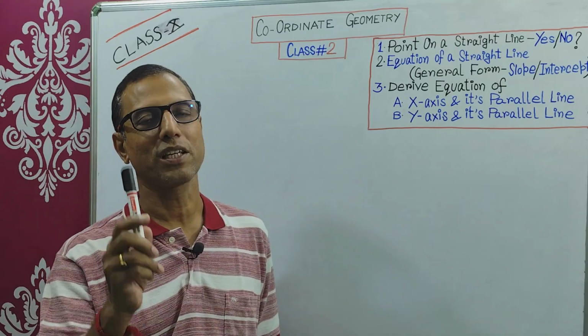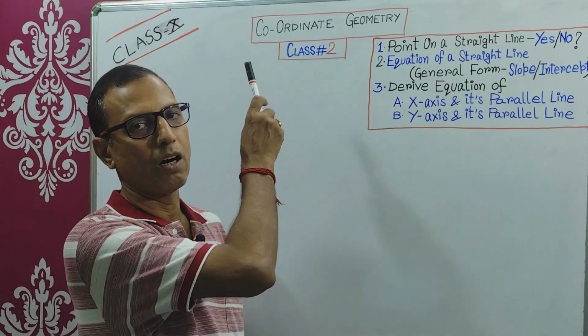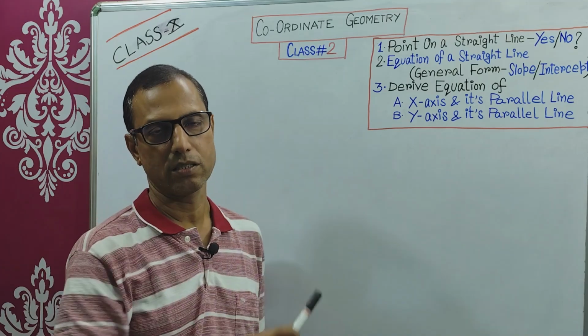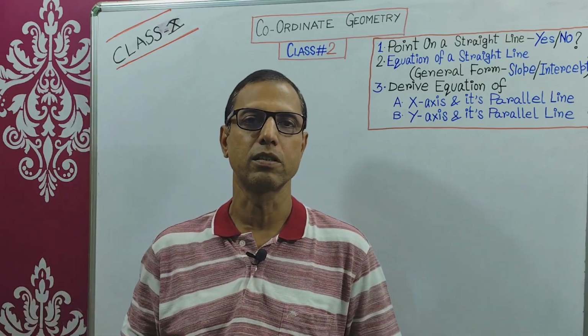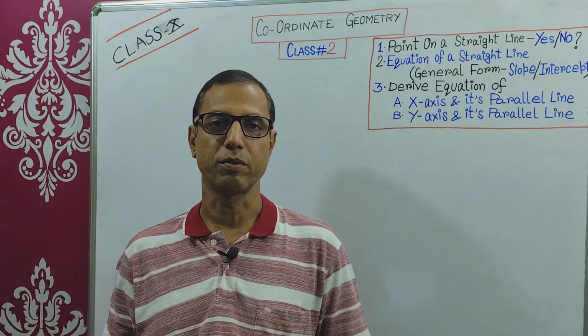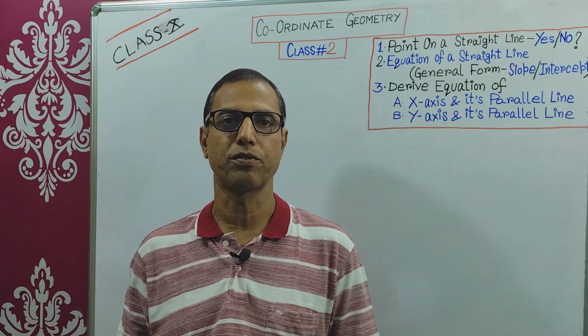So today's session is another interesting one on coordinate geometry, second class. In the first class itself, I have already covered the concept of coordinate geometry. What is the difference between geometry and coordinate geometry?